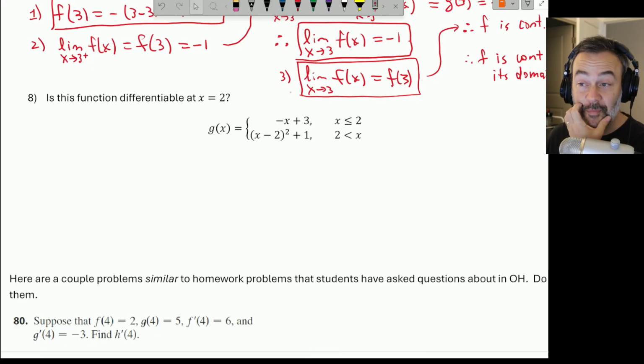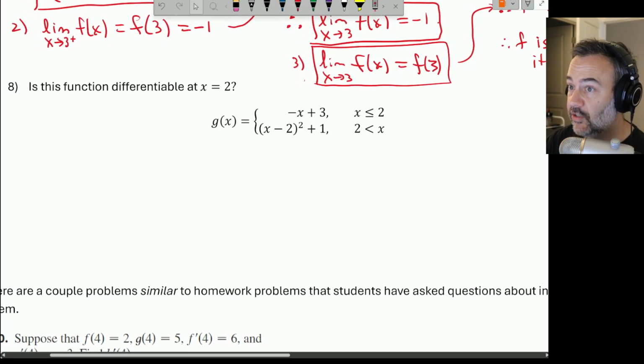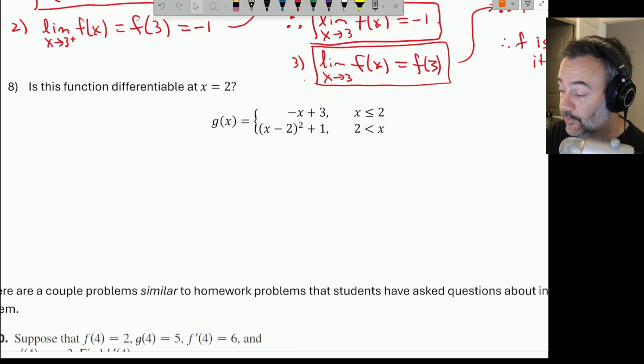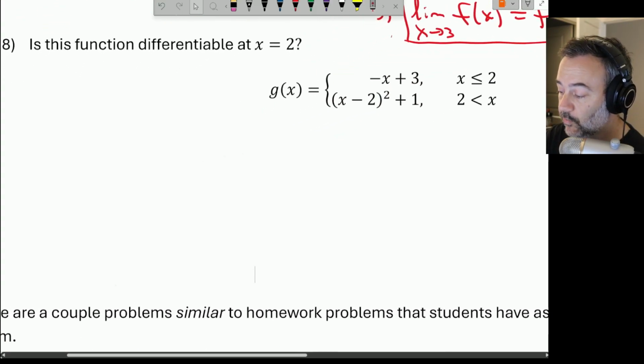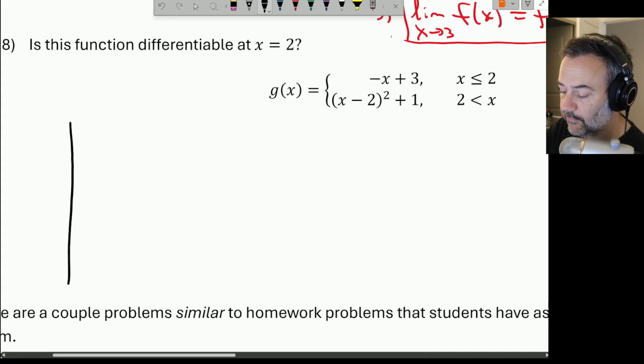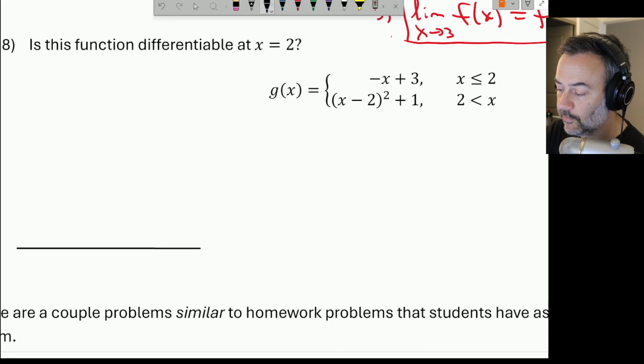All right, let's do question number 8 on this review problem set. And it says, is this function differentiable at x equals 2? Okay, so at x equals 2, notice you've got a break in the graph between these two pieces. So one thing you can do, if it's simple enough, is just graph it. So let's actually just do a quick graph of what we see here.